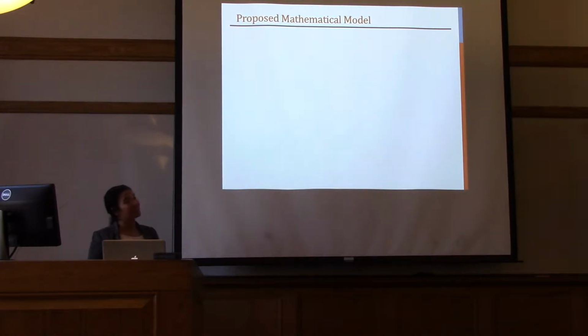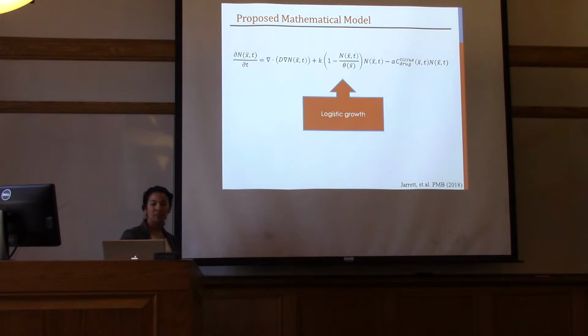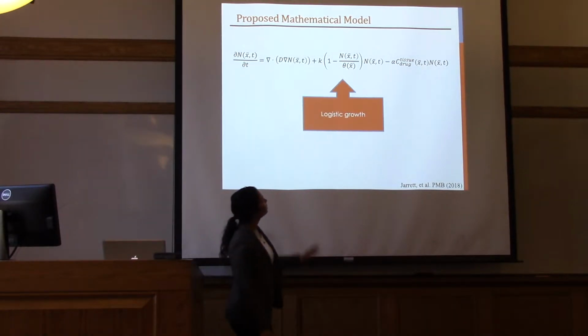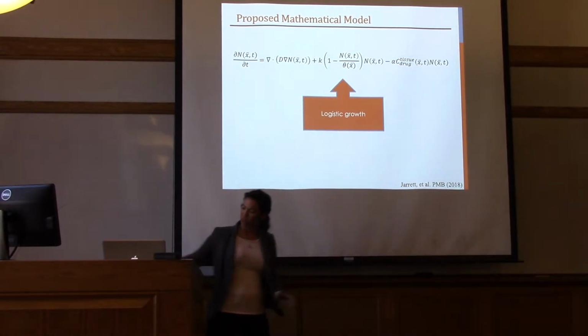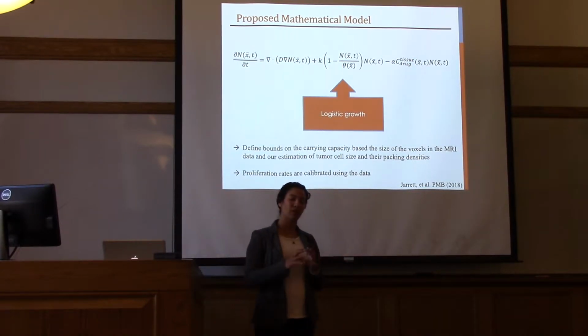So this is a PDE. N is the number of tumor cells distributed in space, so this is a 3D model. The middle term, I like to start with this one, is logistic growth. And we have some information that can help to calibrate the model and limit some of the different values that we're getting.